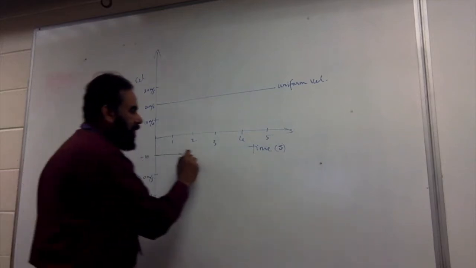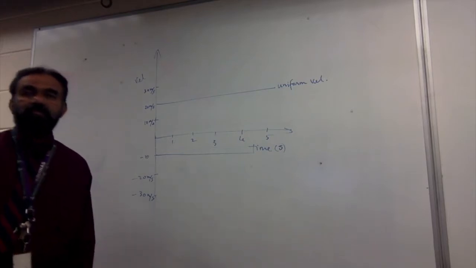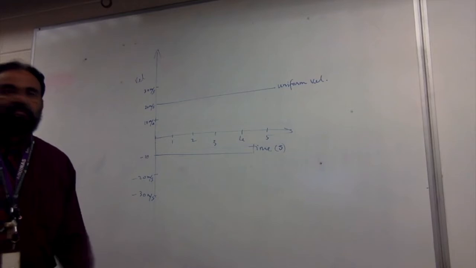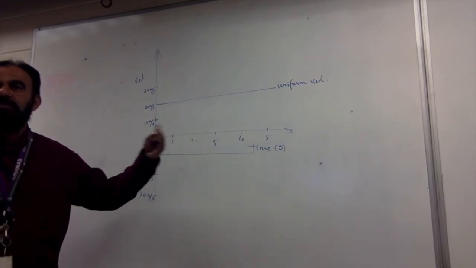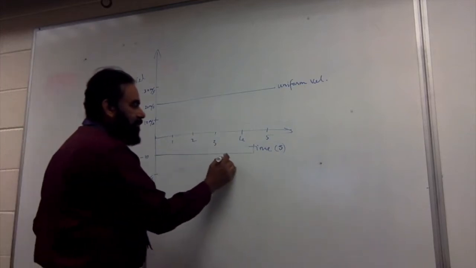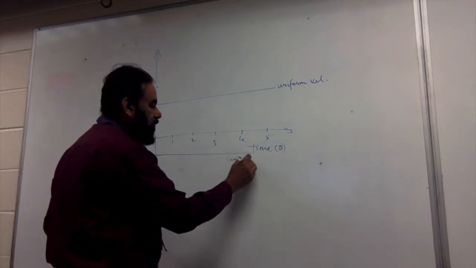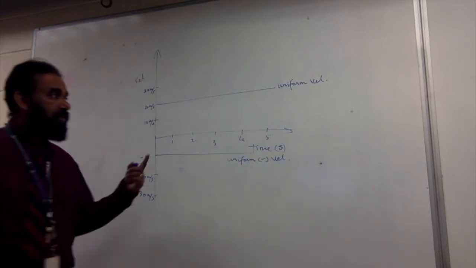What does this line mean? Uniform velocity. What's the difference? That's uniform velocity and that's uniform. What's the difference? This is a negative velocity, so this is uniform negative velocity. And that was a positive velocity.